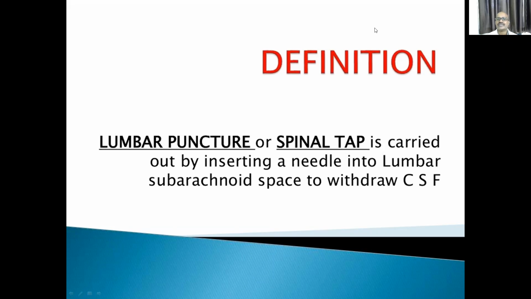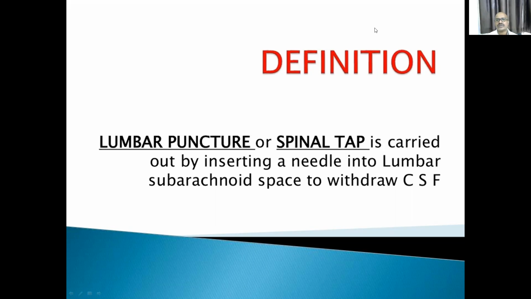The number of cells is 0 to 5. Less than 5 cells are present per cubic millimeter in adults. These cells are mostly mononuclear cells. Lymphocytes are there. Most of the cells are lymphocytes.